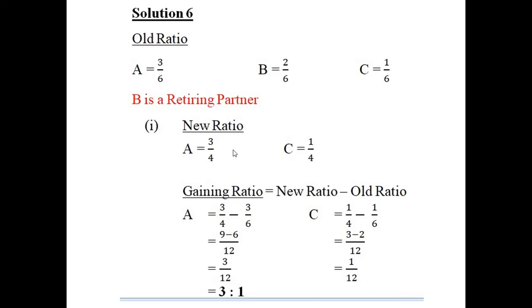Okay, B is retiring. And regarding the new profit sharing ratio, if nothing is mentioned here, let us just assume that there is no case number one and case number two. If it is only mentioned here that A, B, and C are partners in a firm sharing profits in the ratio of 3 is to 2 is to 1, B retires from the firm. That's it. So how to calculate the new ratio? Because nothing is mentioned here.